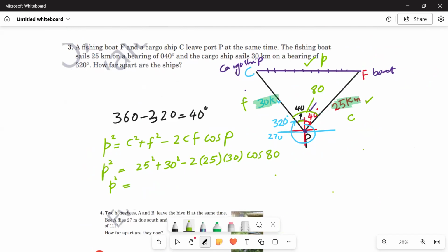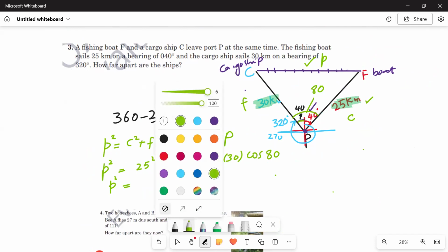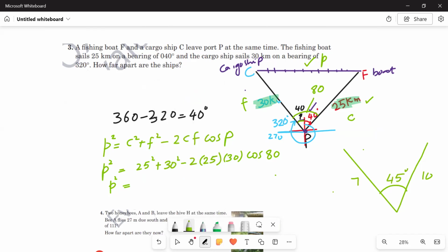Always remember the cosine rule: when two side lengths are given and the included angle is given, meaning the side lengths are given like, I'm writing, 10 and 7, and this angle is the included angle, that is 45, then we can easily apply the cosine rule and find its opposite side length.